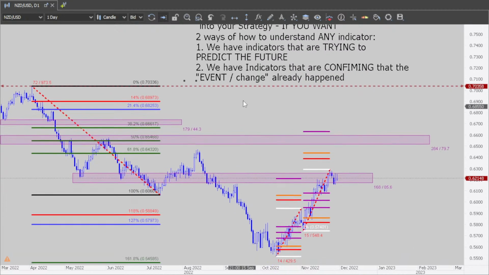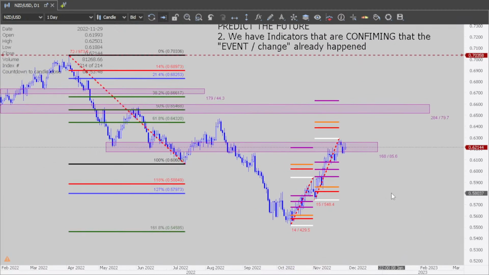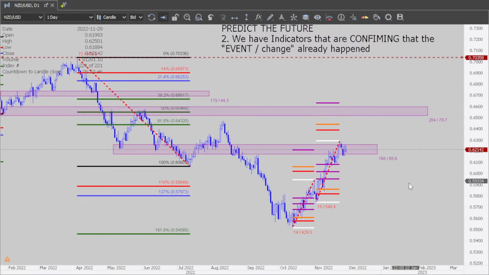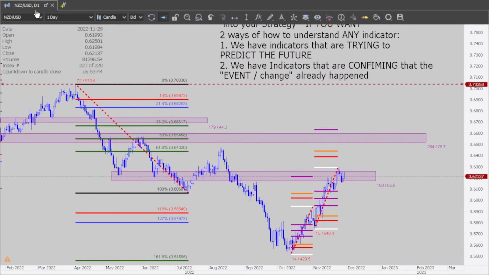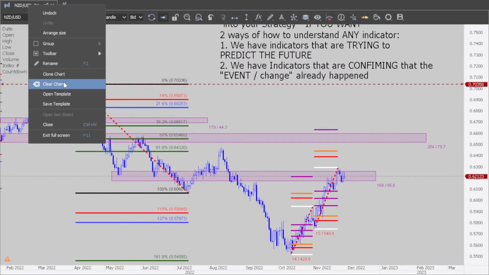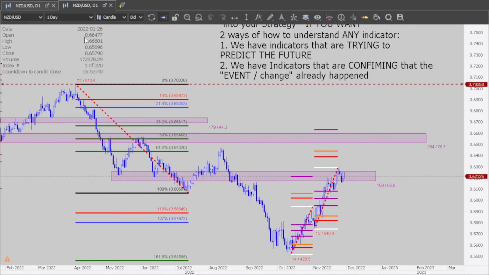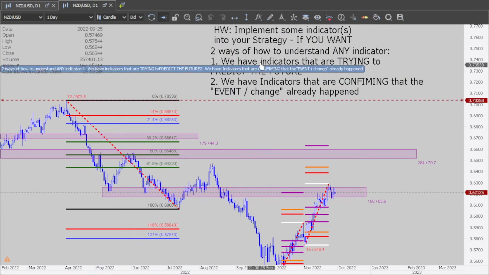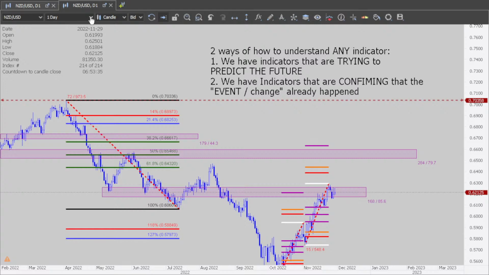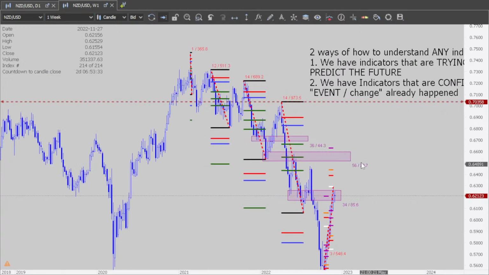Okay, everybody. Now this is the Fibonacci, right? And let's do something simpler. Clone chart. Everybody delete this one, and let's go on the weekly chart, right? Weekly chart. Fibonacci out.